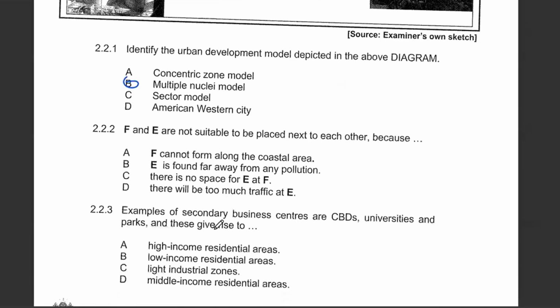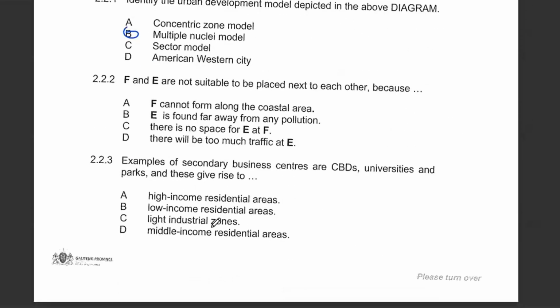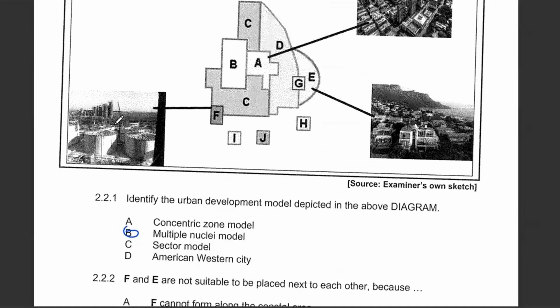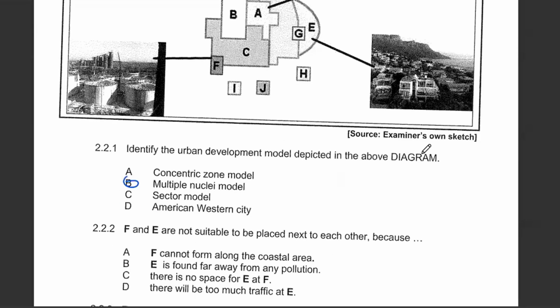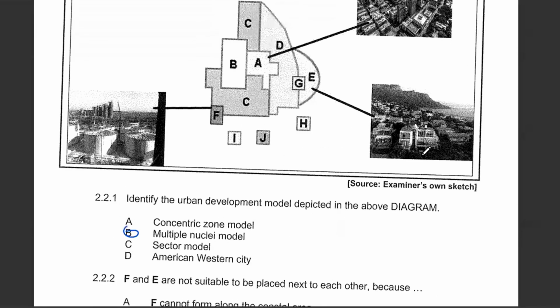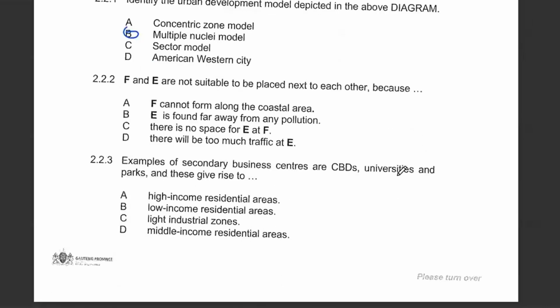Then F and E are not suitable to be placed next to each other. F, you see, is some sort of heavy industry. E is predominantly a high income residential area. They're not compatible to be close to each other. Why?